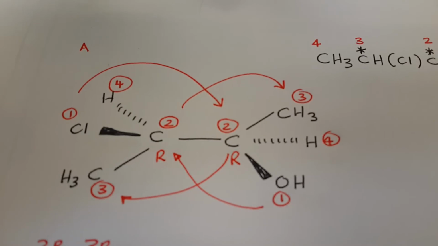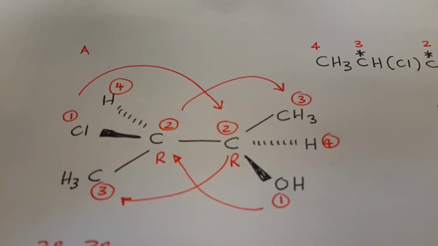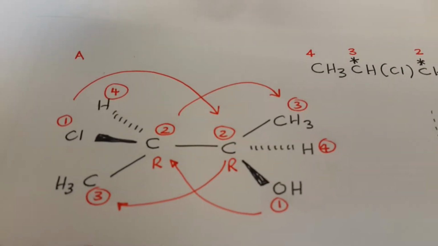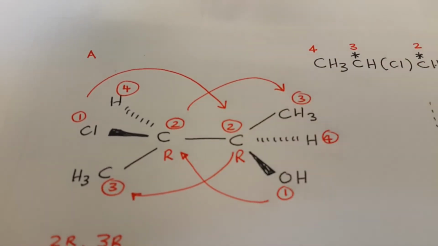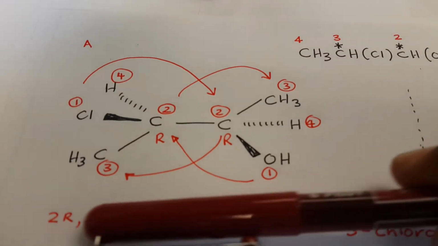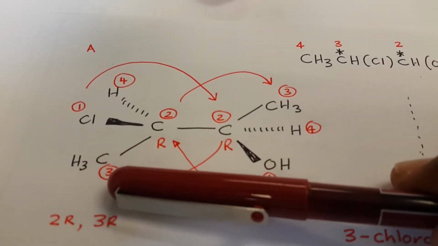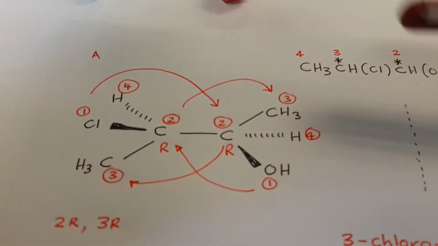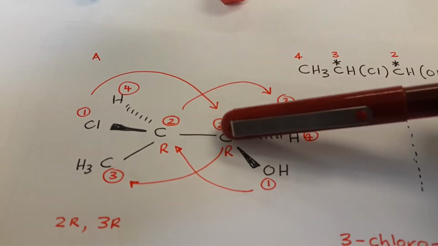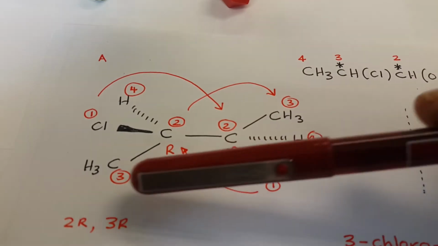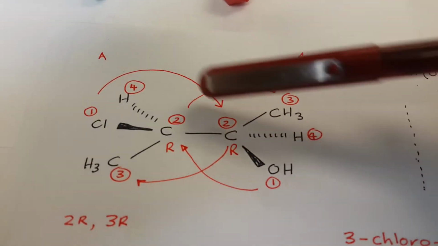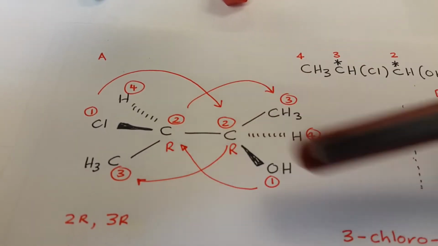that the chlorine atom is priority group number 1, the carbon group is priority group number 2, and that's because of the oxygen attached to it. The carbon with the 3 hydrogens is priority group number 3 and the hydrogen 4. Going from group 1 to group 2 to group 3 would be in a clockwise direction, so this carbon would be R.